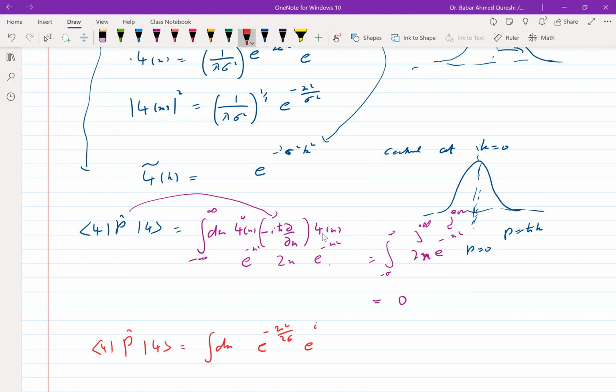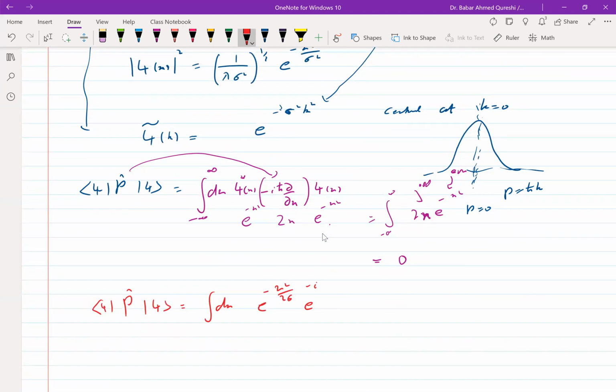e to the minus iota k naught x, e to the minus x square over 2 sigma square, e to the iota k naught x. So when this derivative acts on this guy, it again brings down 2x. These two cancel, and that integral gives you 0. But this derivative can also, in the next turn, act on this and leave this as it is.